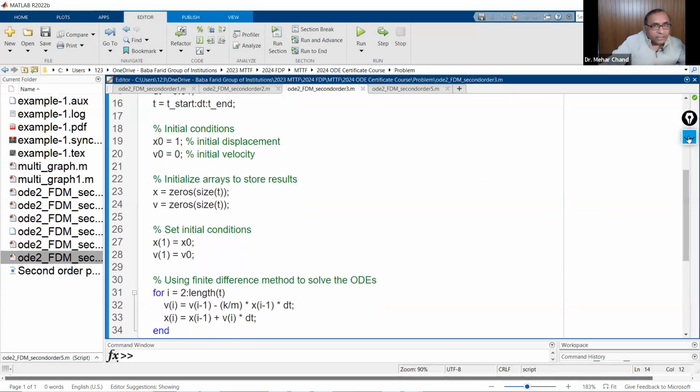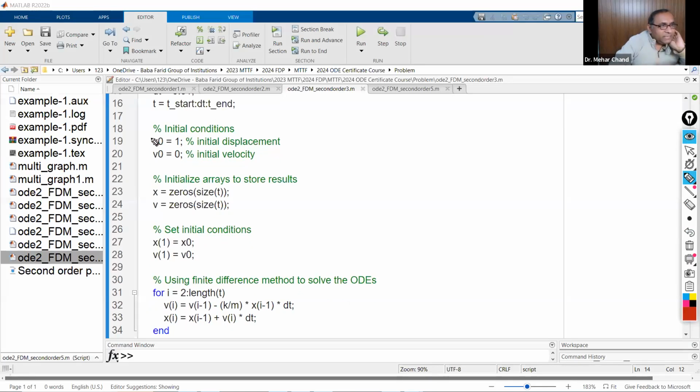Then after we have the initial conditions. x naught is equal to 1 because we need to apply the initial conditions we are given. Here we are choosing x naught is 1 and v naught is 0. You will initialize both the vectors for x as well as v, x for the displacement and v for the velocity. Both must have equal length, and then set the initial conditions x1 and v1 as x naught and v naught.